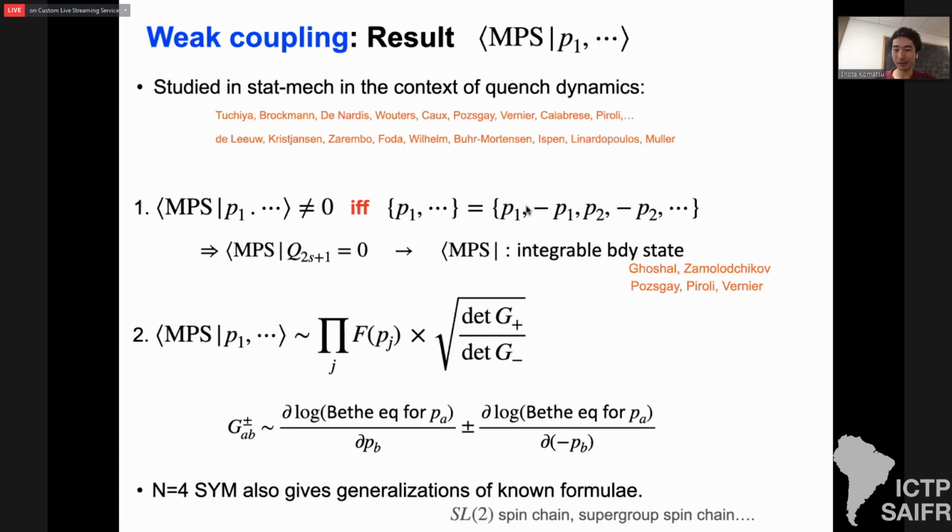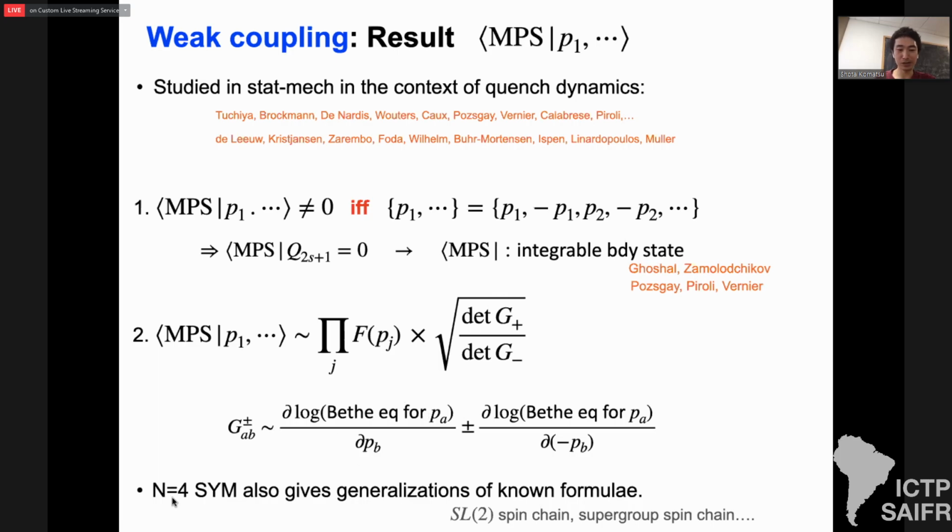So they have to come in pairs. So this is basically some selection rule, and it implies that the matrix product state is invariant under the infinitely many charges. This basically means that the matrix product state is what's called an integrable boundary state, introduced first by these people. And on top of that, they found that this overlap is given by some simple expression, the factorized part, times a ratio of determinants, where the determinant is basically defined by the log derivative of the Bethe equation.